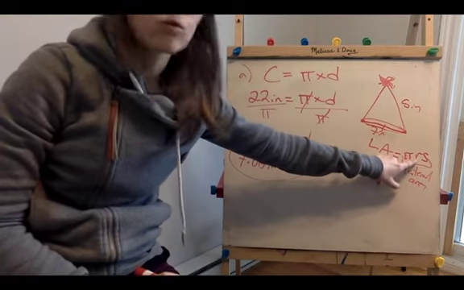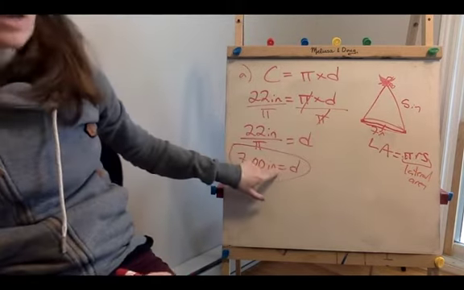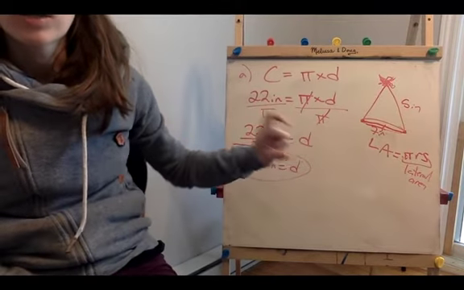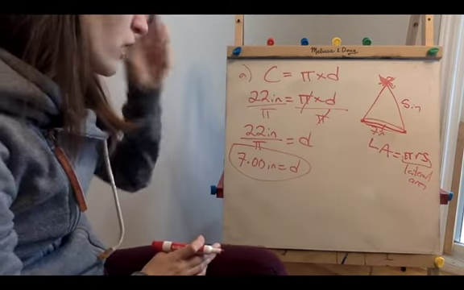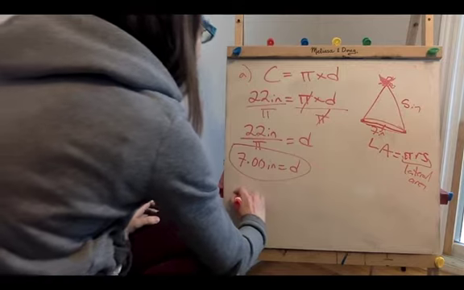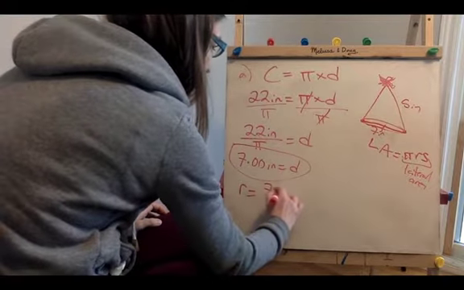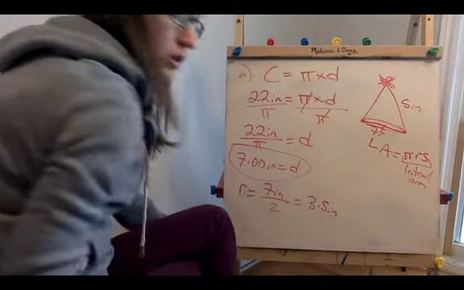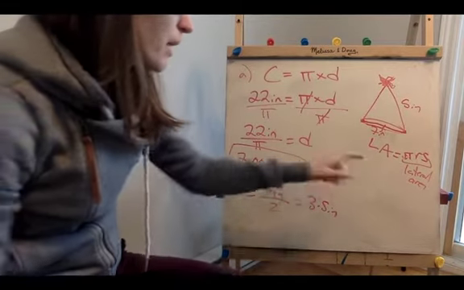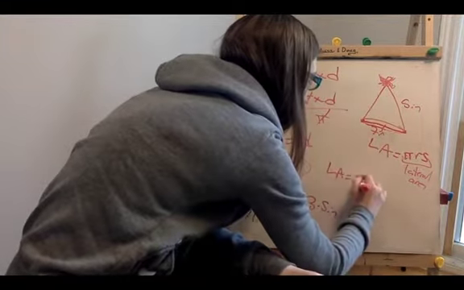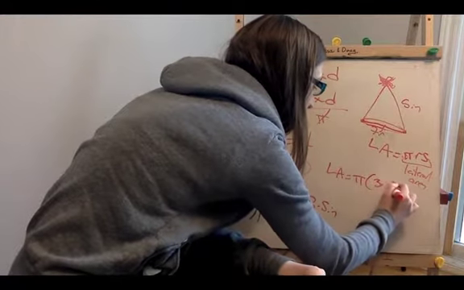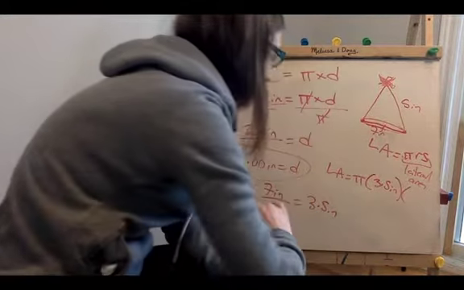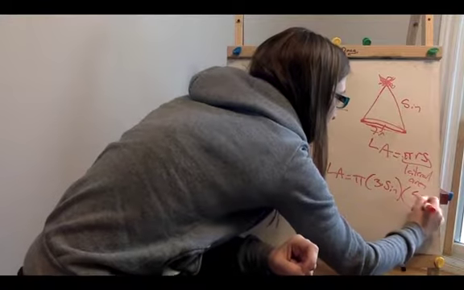Again, notice your formula. It's pi times the radius. This value of 7 inches is the diameter. But the relationship between radius and diameter is that radius is exactly half of that. So the radius is going to be the 7 inches divided by 2, which will be 3.5 inches. So in order to get my lateral area, it's going to equal pi times the radius of 3.5 inches times my slant height, which was 5 inches.